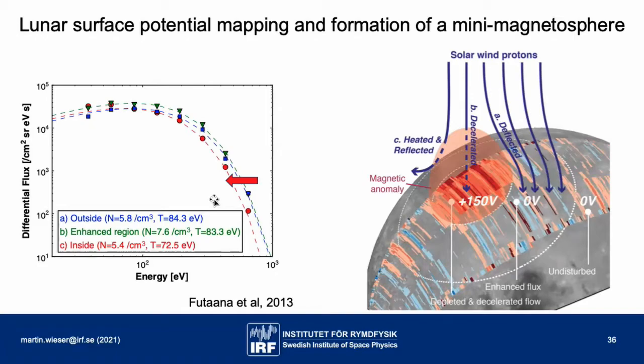And of course, as they lose their charge when interacting with the surface, the energy loss which they experienced while they were still protons is retained in the ENAs which we observe from orbit. And this is then interpreted as the formation of a mini magnetosphere above magnetized regions on the Moon.